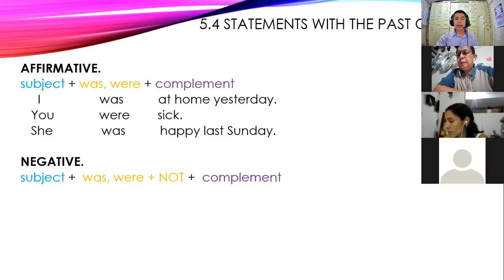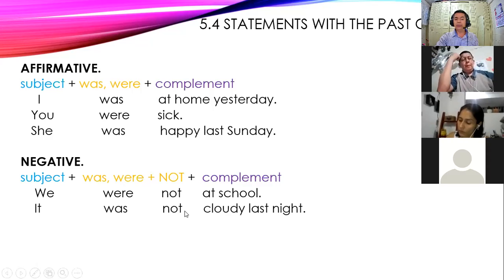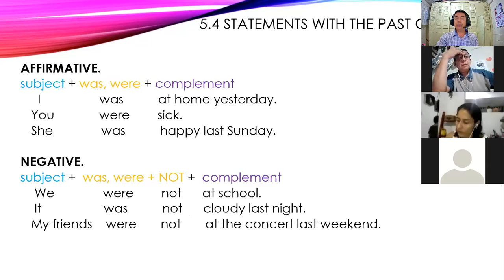In negative, the subject, was or were, plus not, plus the complement. In affirmative, only the subject, was or were, and the complement. In negative, subject, was or were, plus not, plus the complement. We were not at school. It was not cloudy last night. My friends were not at the concert last weekend. It was a concert of conflict. Last weekend. So my friends were not.